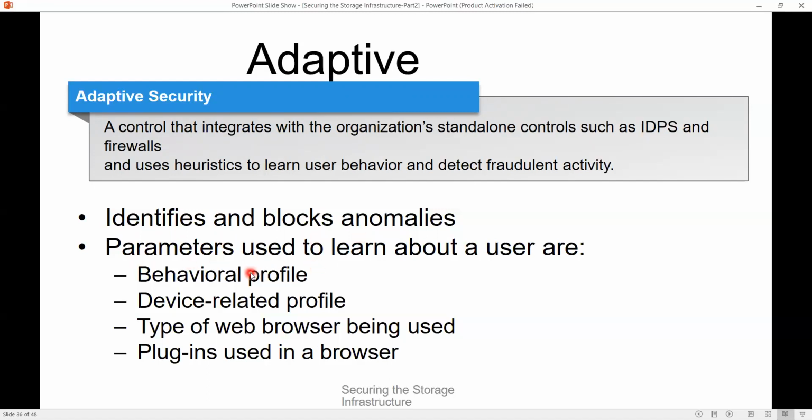So next, we have the parameters. That can be the behavior profile, the device related profile, meaning from which device that person is accessing, the types of browser being used, and the plugins used in the browser. Some of these parameters can be used to identify that there is some anomaly about the user who is trying to access the site or resource, right? So basically this is based on finding out the behavior to detect fraudulent activity.